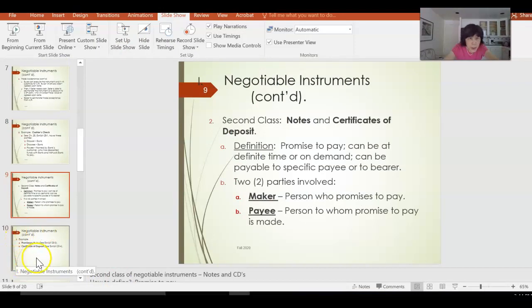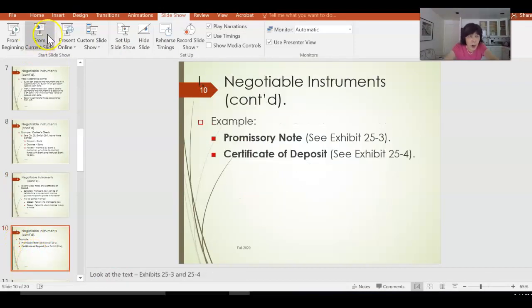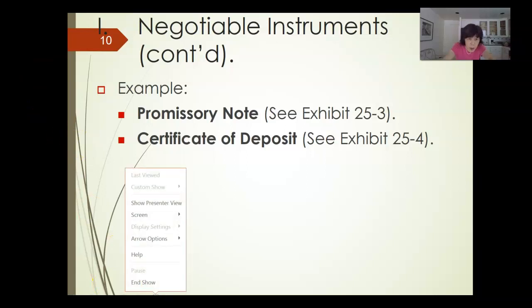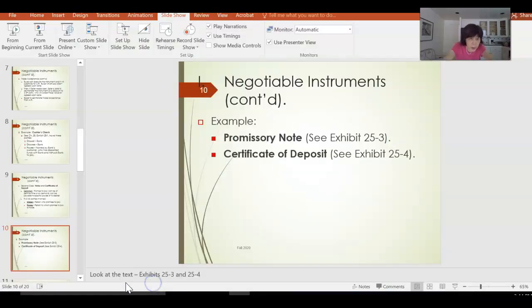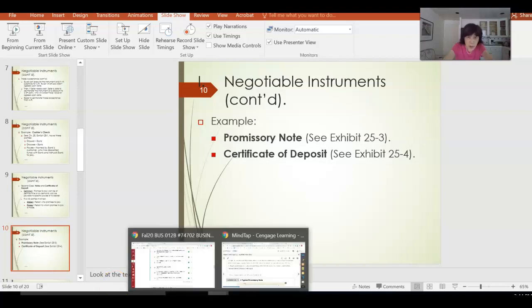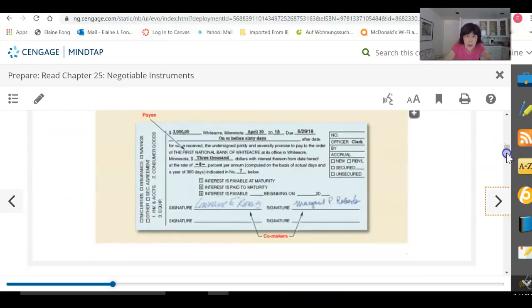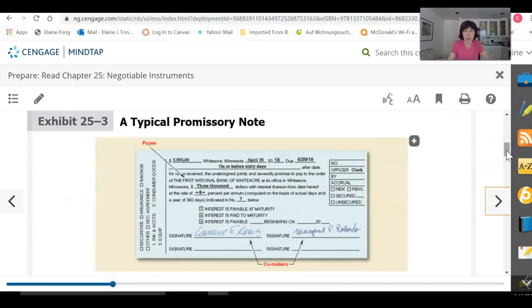Oops, didn't mean to do that, class. Let me get back here. Let's see if I can show you. We have some example of promissory note. We just saw that in passing in your text. Let me look it up for you, just so you have an illustration. Exhibit 25.3, and then the certificate of deposit should be very close to it as well. So here is the promissory note in your textbook.